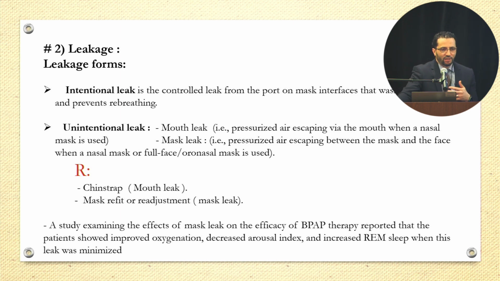The pathological or unintentional leak, the leak that we don't like, is of two types. There's a mouth leak. When you use a nasal mask and your patient doesn't use the chin strap, it will open the mouth and the forced, pressured air starts coming from the mouth. That's called a mouth leak. There's a mask leak, which is related to how you fit the mask on the face. So the pressured air will come out between the face and the mask itself.